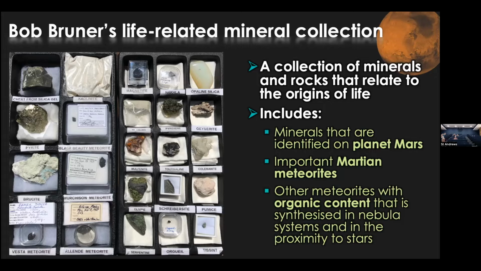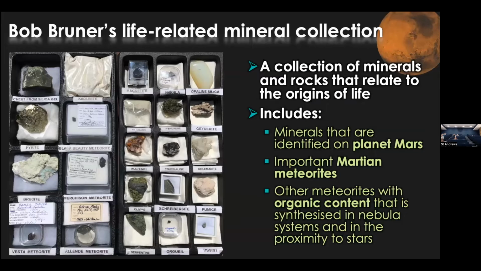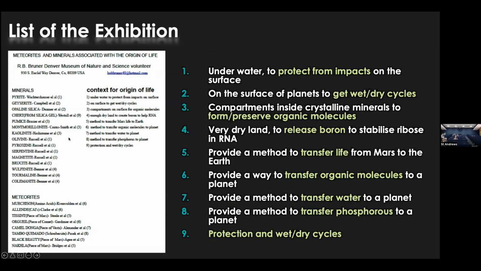So this collection includes minerals that are identified on planet Mars, important Martian meteorites, not all, but the most important ones, and other meteorites with organic content that is synthesized in nebula systems and in the proximity of stars. So this is the list of the exhibition. If you go back, there are some numbers, these are numbered actually, but the abstracts contain this table. So you can follow this abstract, and I think some links are given there.